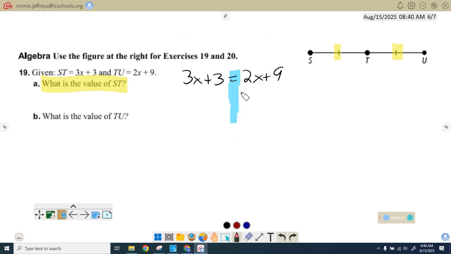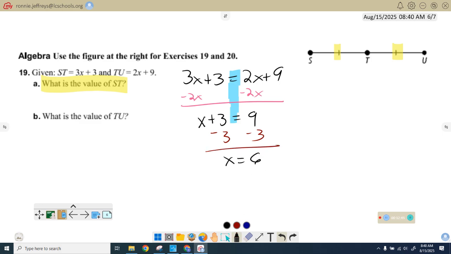Plus 3 equals 9, minus 3, minus 3. So X equals 6. I'm not really done because it doesn't ask for the value of X. It actually asks for the value of ST. So ST is 3X plus 3, so I'm going to plug in.